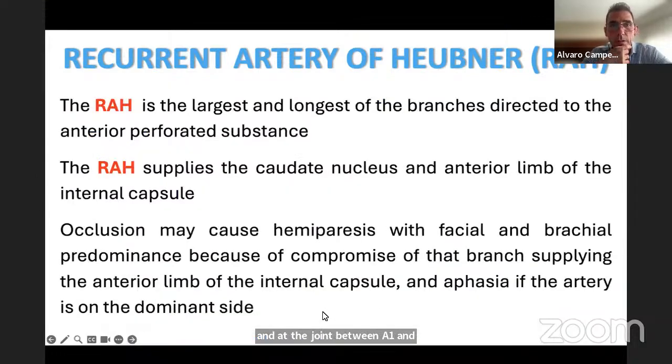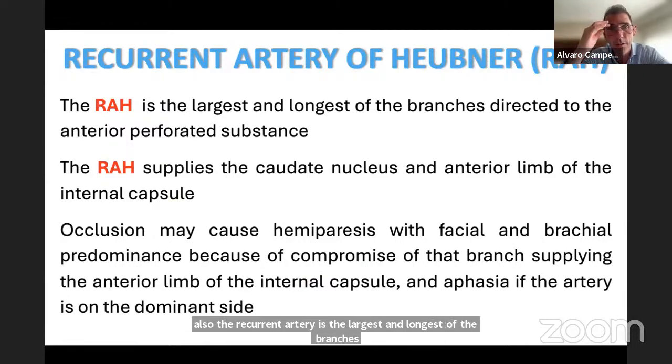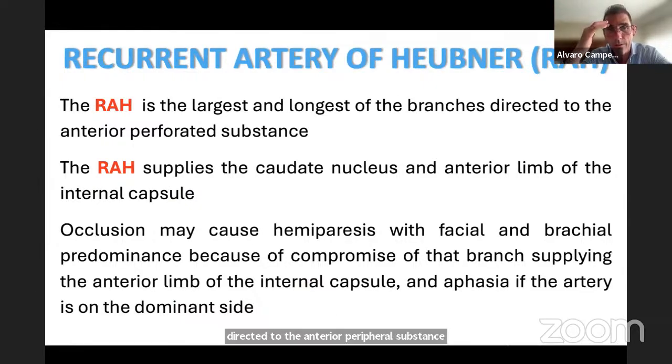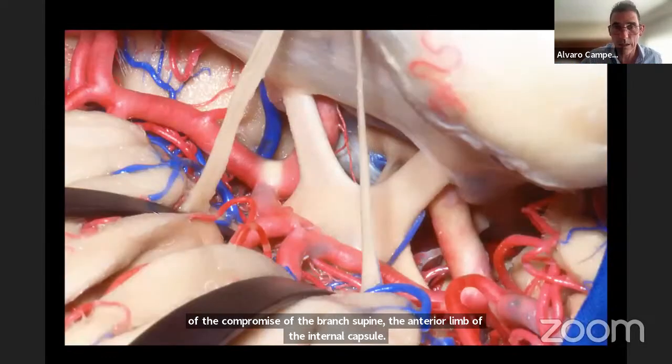And also the recurrent artery is the largest and longest of the branches directed to the anterior perforate substance. It's very important to realize that it supplies the caudate nucleus and the anterior limb of the internal capsule. An occlusion may cause hemiparesis with facial and brachial predominance because of the compromise of the branch supplying the anterior limb of the internal capsule, and sometimes aphasia on the dominant side.